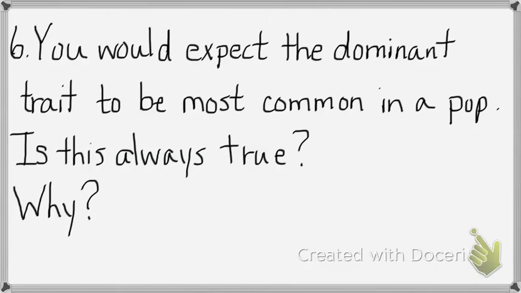Number 6, you would expect the dominant trait to be the most common trait in a population. Is this always true? No, it's not. How come? Okay, let me give you an example. Huntington's is that disease where you die from nervous degeneration. Your nervous system goes downhill when you're about in your 40s. That's dominant. But that's not very common in our population. Can you figure out why that trait's not common in our population?